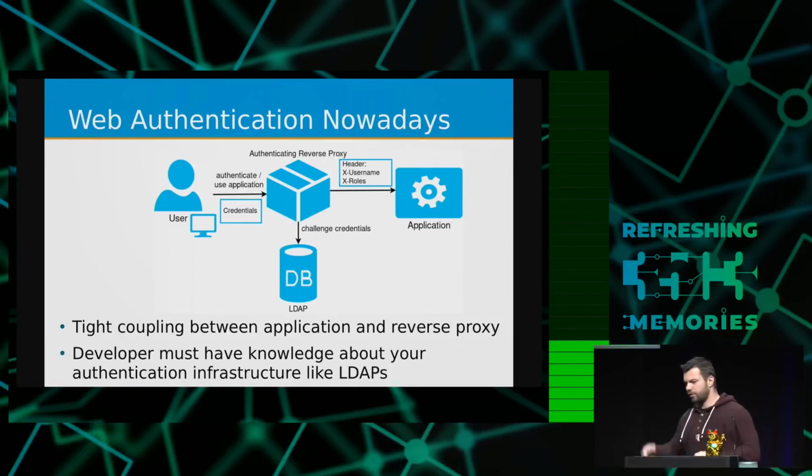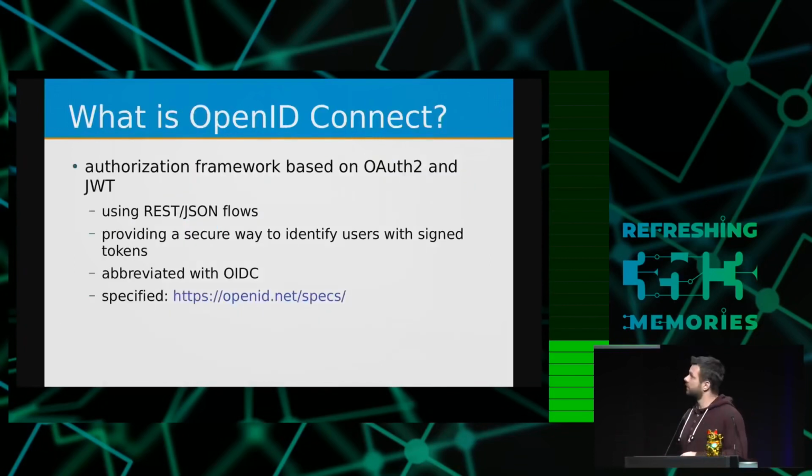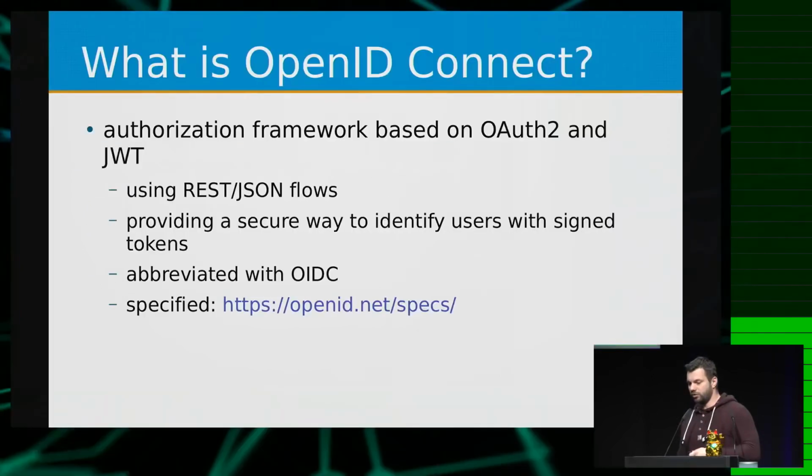For that reason, I would like to introduce you a little bit to OpenID Connect. It's an authorization framework based on known technologies, OAuth2 and JWT. It's using REST and JSON flows to ensure you can provide a secure way to identify your users. And at the end of the day, you're receiving some kind of signed token, which is identifying your users. You can see where you can also find the specification.